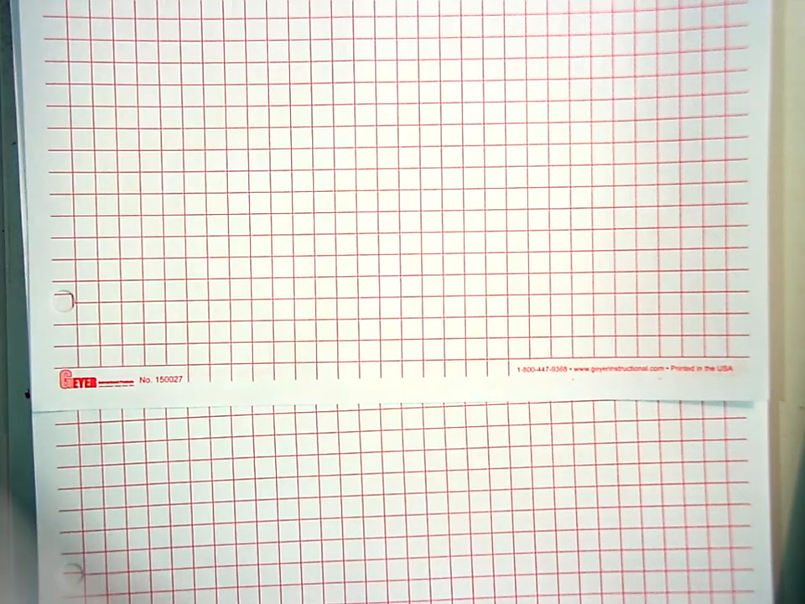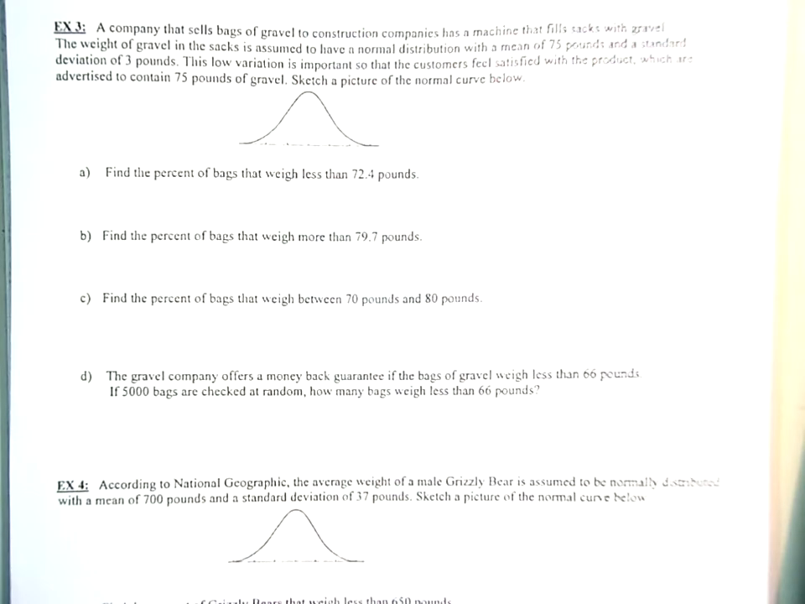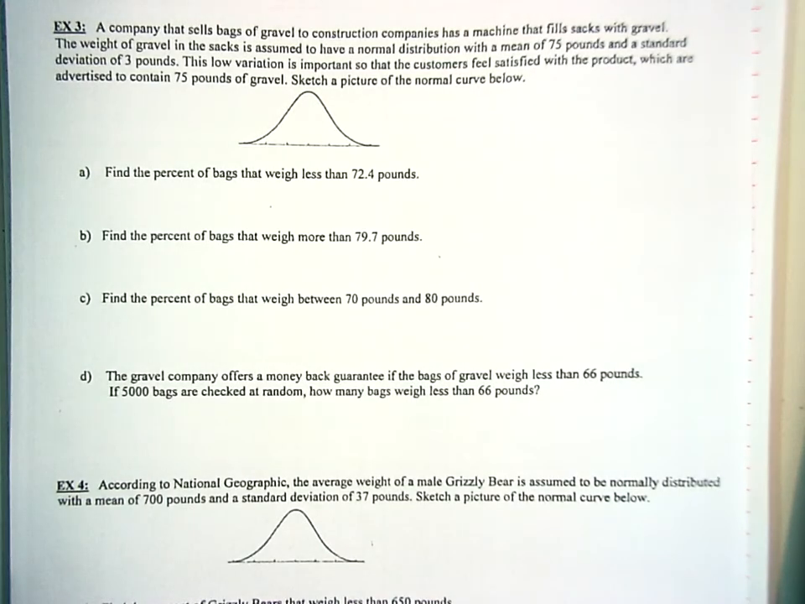All right, so here is my second page right here. So a little context. Okay, so a company that sells bags of gravel to construction companies has a machine that fills sacks with gravel. The weight of gravel in the sacks is assumed to have a normal distribution with a mean of 75 pounds and a standard deviation of 3 pounds. This low variation is important so that the customers feel satisfied with the product, which are advertised to contain 75 pounds of gravel. Sketch a picture of the normal curve below.